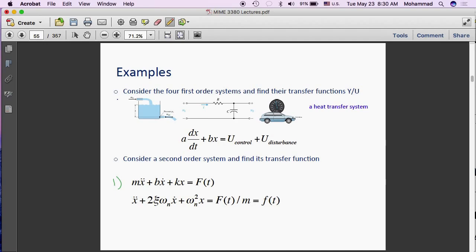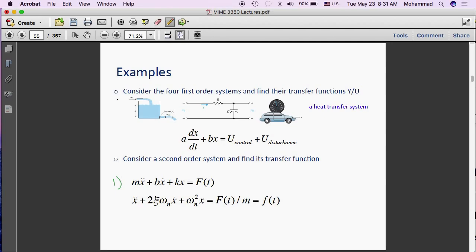Hint, you probably spent a few classes on it when you were taking the course vibration of mechanical systems. So what is zeta? What is omega n in that equation? Which one is natural frequency? Omega n, and zeta is damping ratio. So you take the first equation, you divide it by m, and you call portions of it appropriate names, so you arrive at this form.